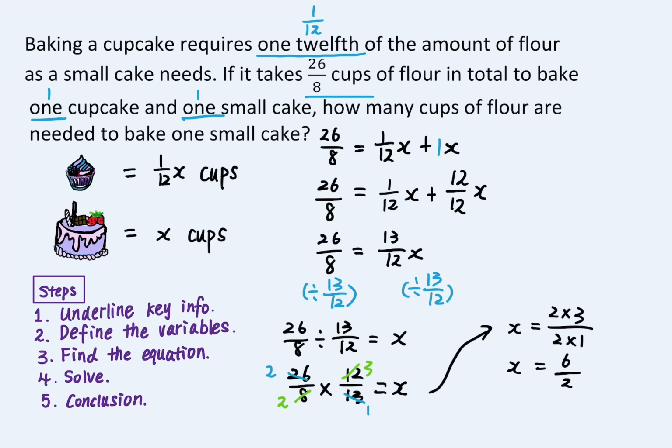And if I further simplify, I divide both the numerator and the denominator by 2. 6 divided by 2 equals 3. And 2 divided by 2 equals 1. So 3/1 is simply 3. Now I found the x value is equal to 3, which means we need 3 cups of flour to make one small cake.